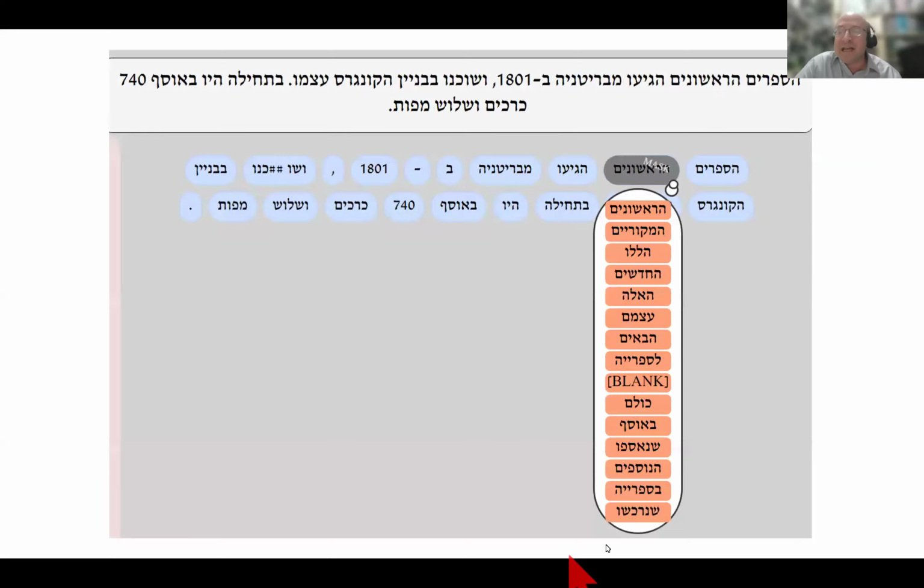So if we mask the second word here, it fills in possible words that could fit within that point of the sentence. So it could be "the first books," "Asfrim Harishonim," "Asfrim Mekorim," "the original books," "Asfrim Halalu," "these books," and so on. That's what BERT is trained to do. And in a previous lecture, two weeks ago, I focused on what these particular predictions can tell us.